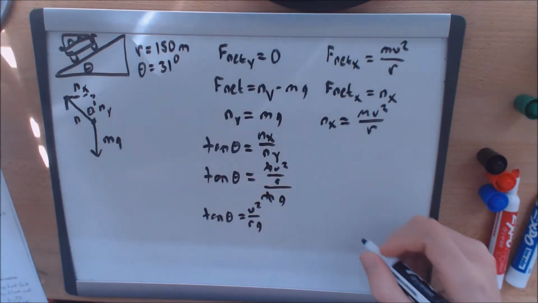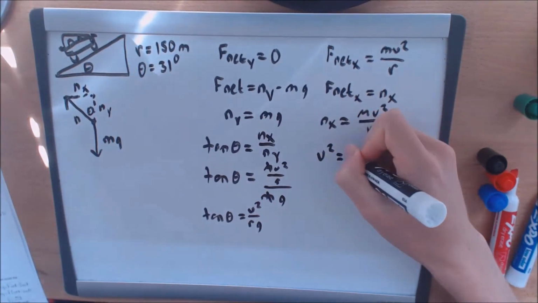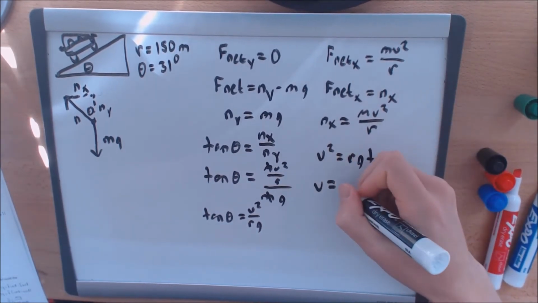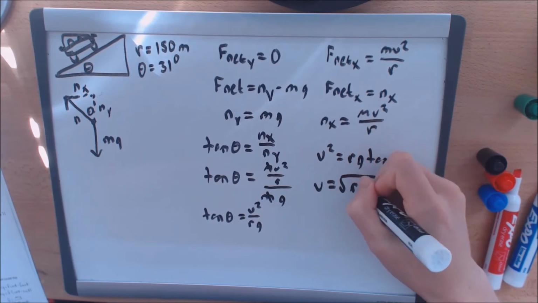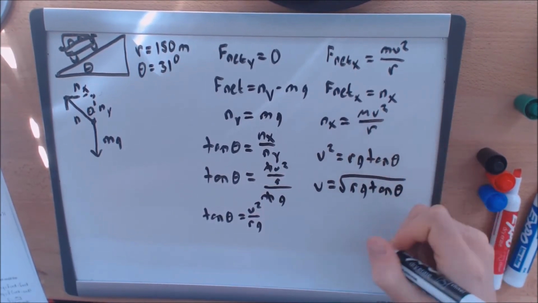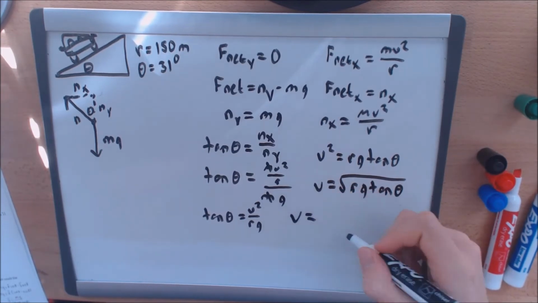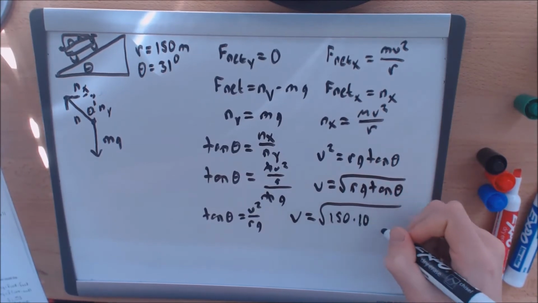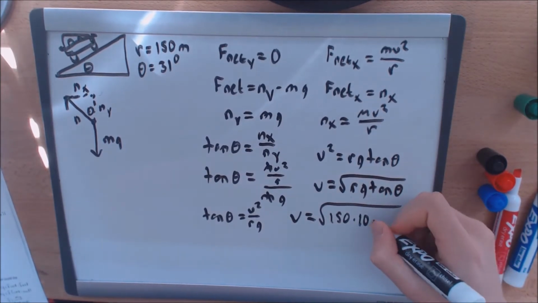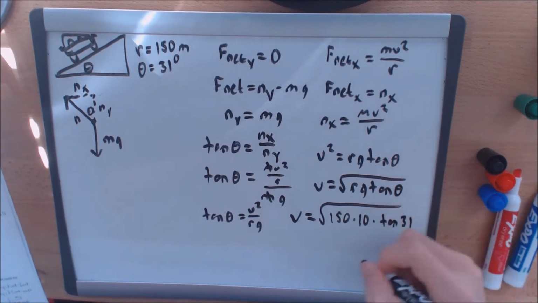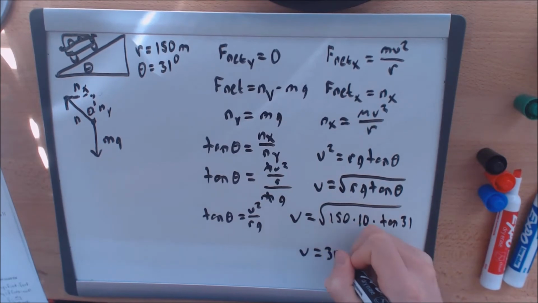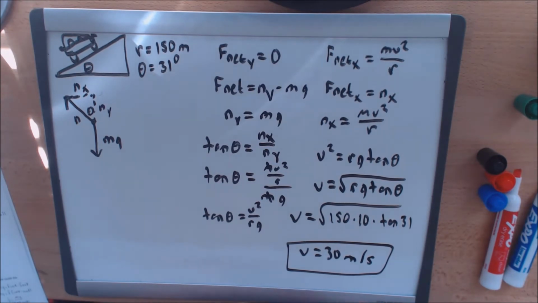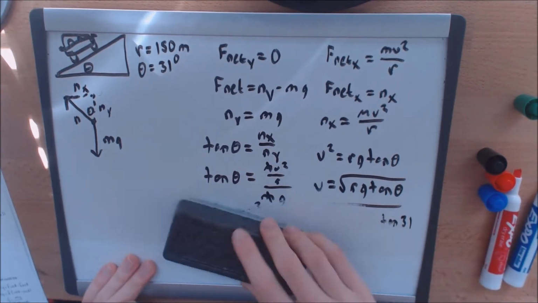We can rearrange this to say v squared equals rg tan theta, or v just equals the square root of rg tan theta. We plug in all our numbers, so v will equal the square root of our radius, 150, times g, which is 10, times the tangent of 31. And so we're going to get a v of 30 meters per second. That's how fast the car can go without turning the wheel and not move out of its lane.